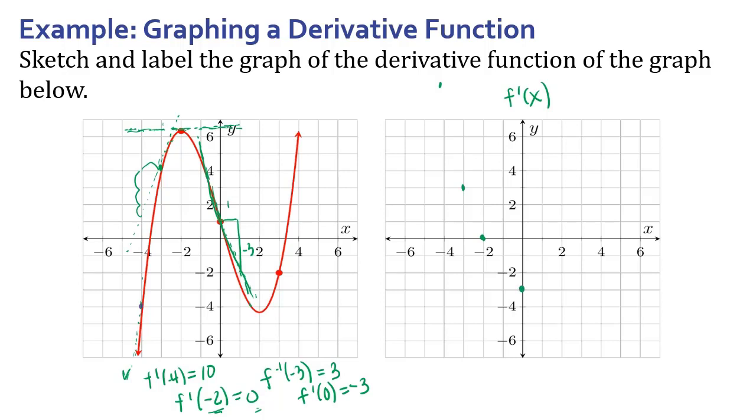All right, let's use this next point here. At 2, we've got that horizontal line again, so that slope is 0.